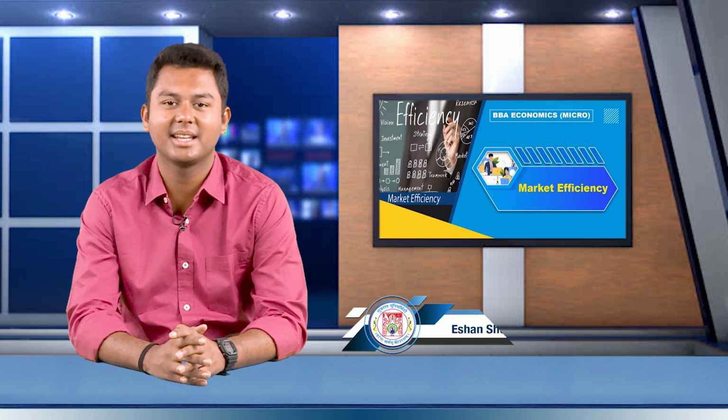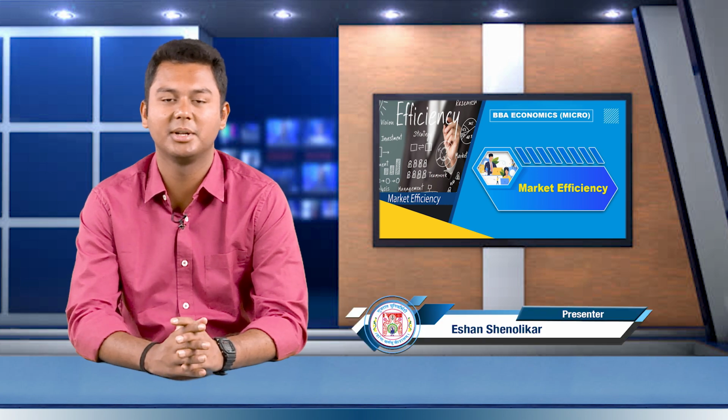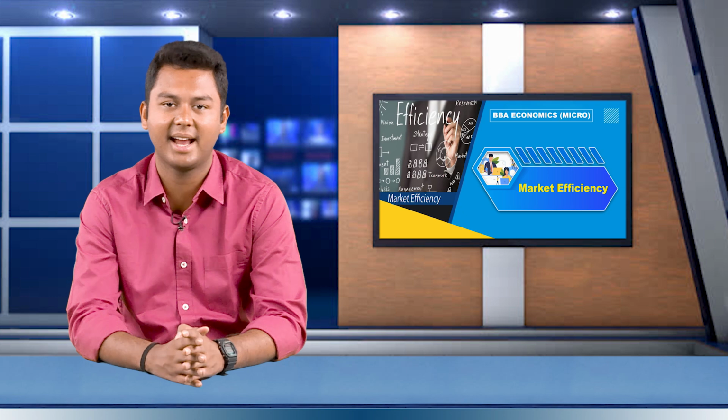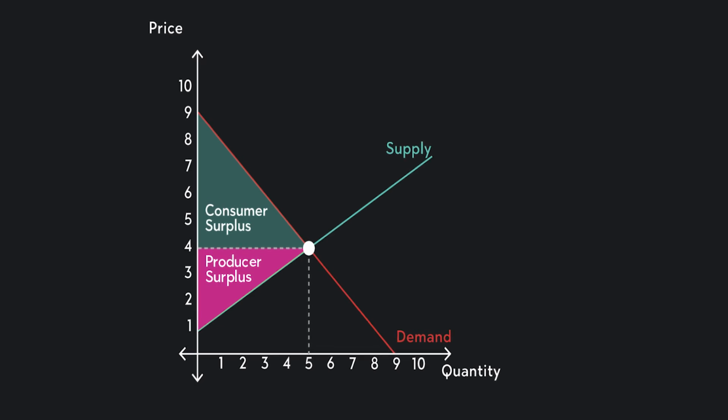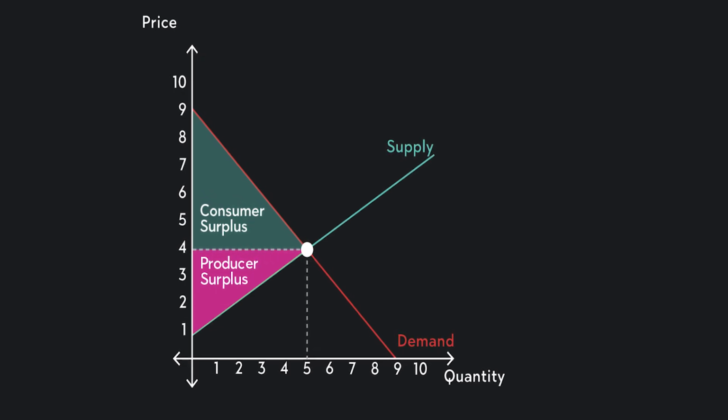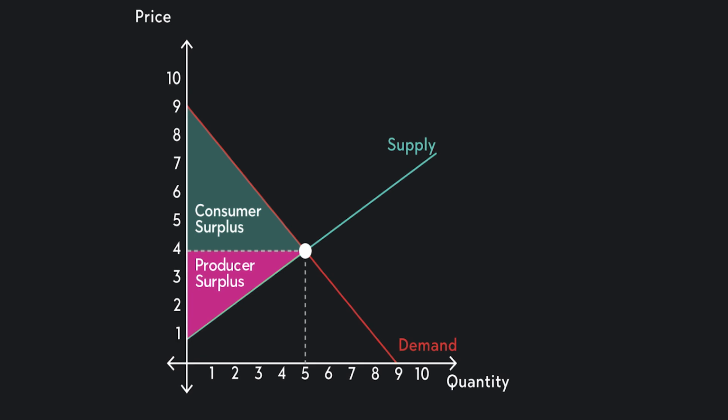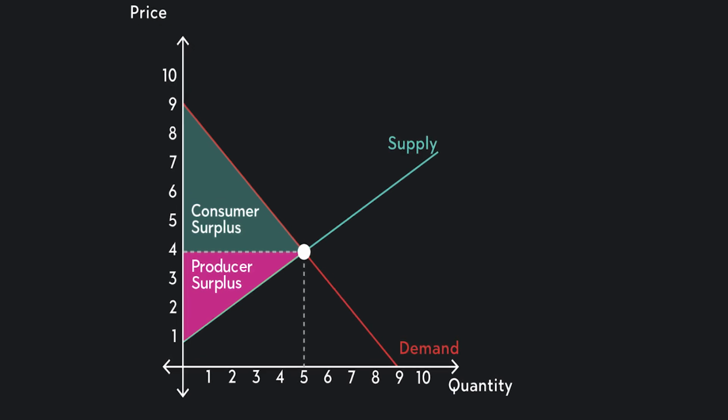Hello students, my name is Ishan Shanolikar and today I will be talking about consumers, producers and market efficiency part 3, where we are going to look at market efficiency. We have seen consumer surplus and producer surplus are basic tools that economists use to study the welfare of buyers and sellers in the market.